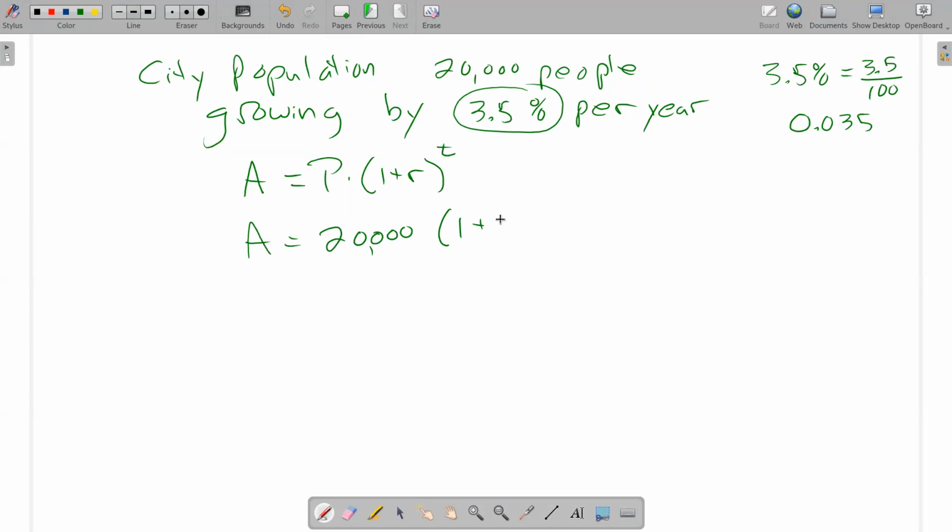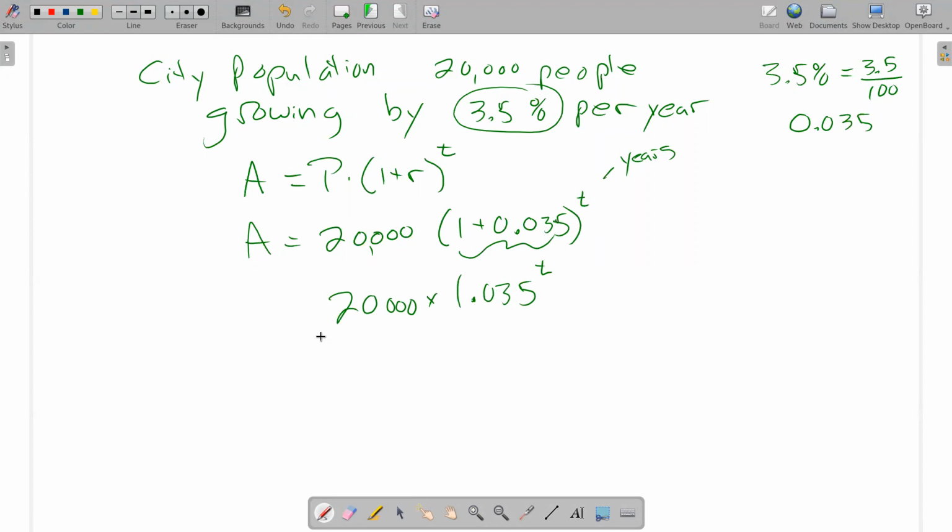So that's going to give me 1.035 to the power t, and t here is going to be years. Now I can clean that up. 1 plus 0.035 is 1.035. So the equation for this city's population is 20,000 times 1.035 to the power t.